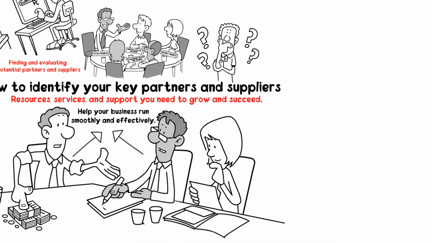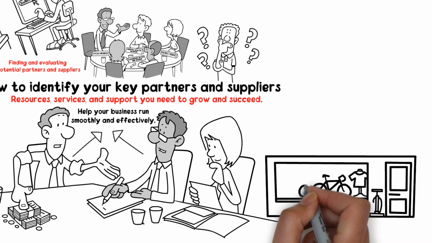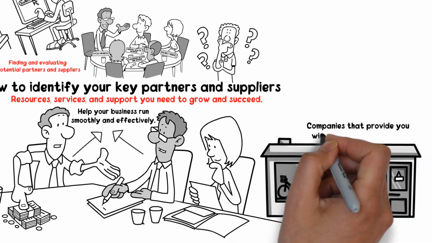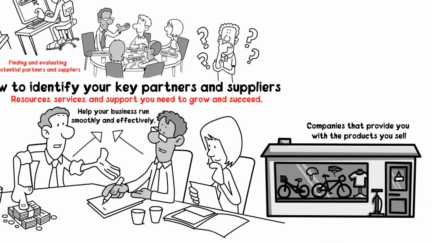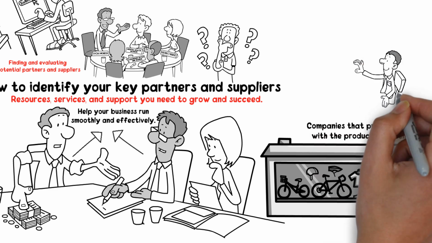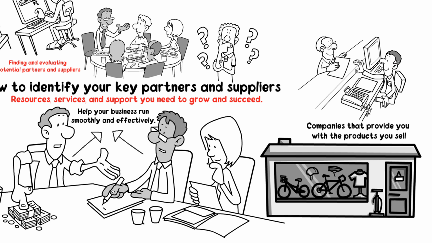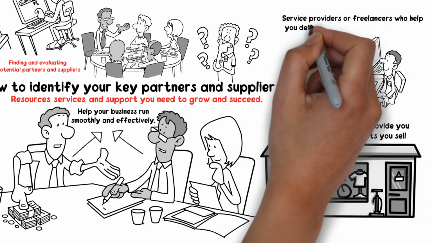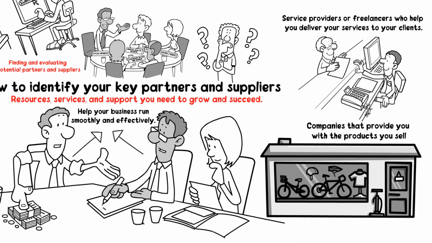For example, if you're running a retail business, your key suppliers might include the companies that provide you with the products you sell. On the other hand, if you're a service-based business, your key partners might include other service providers or freelancers who help you deliver your services to your clients.